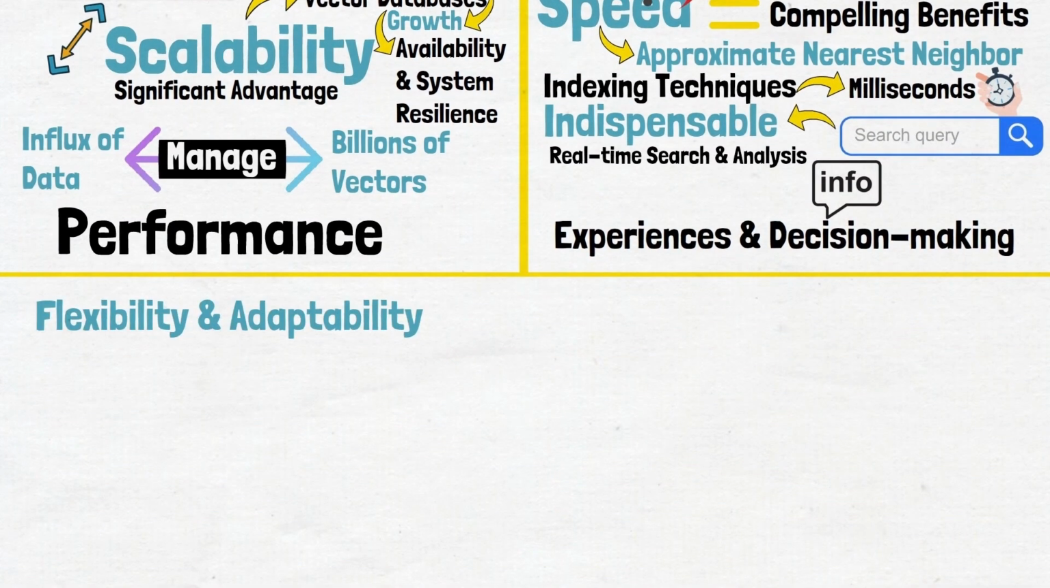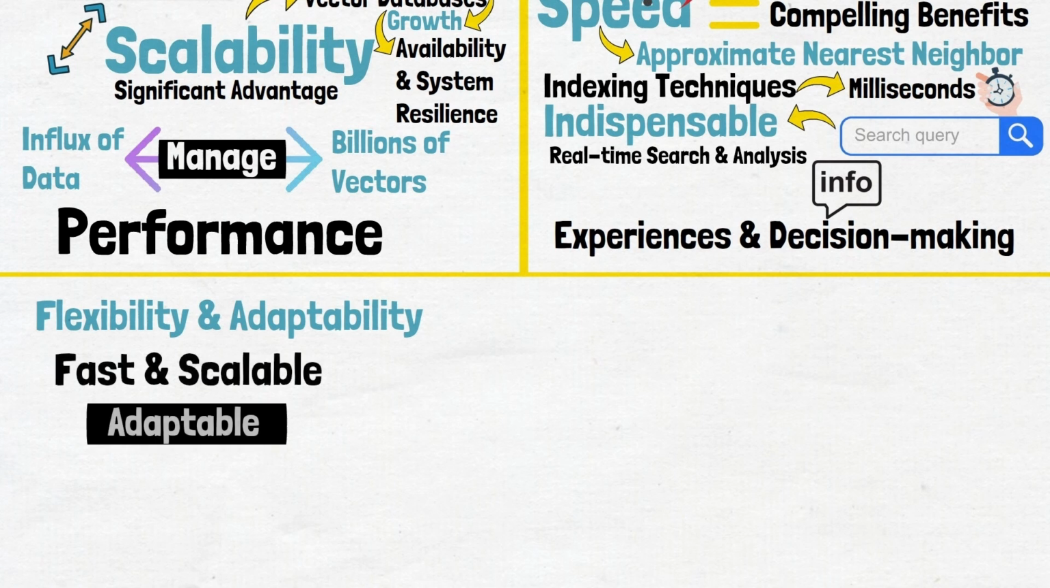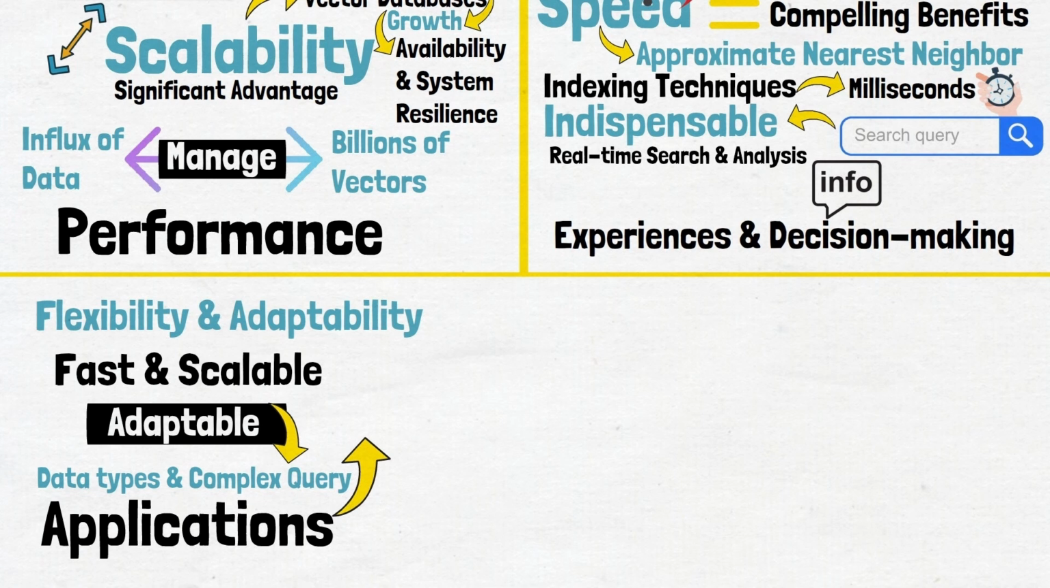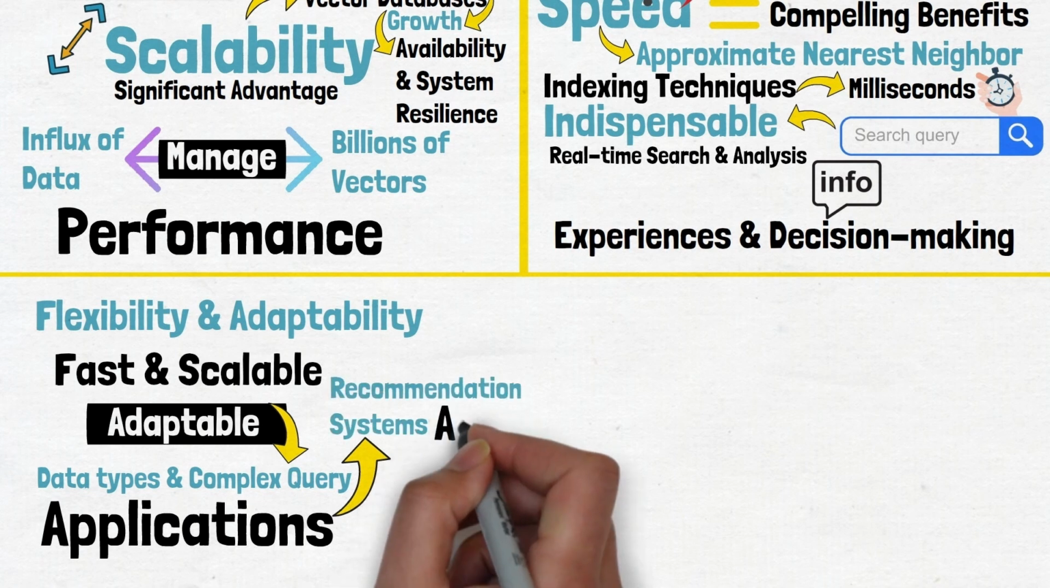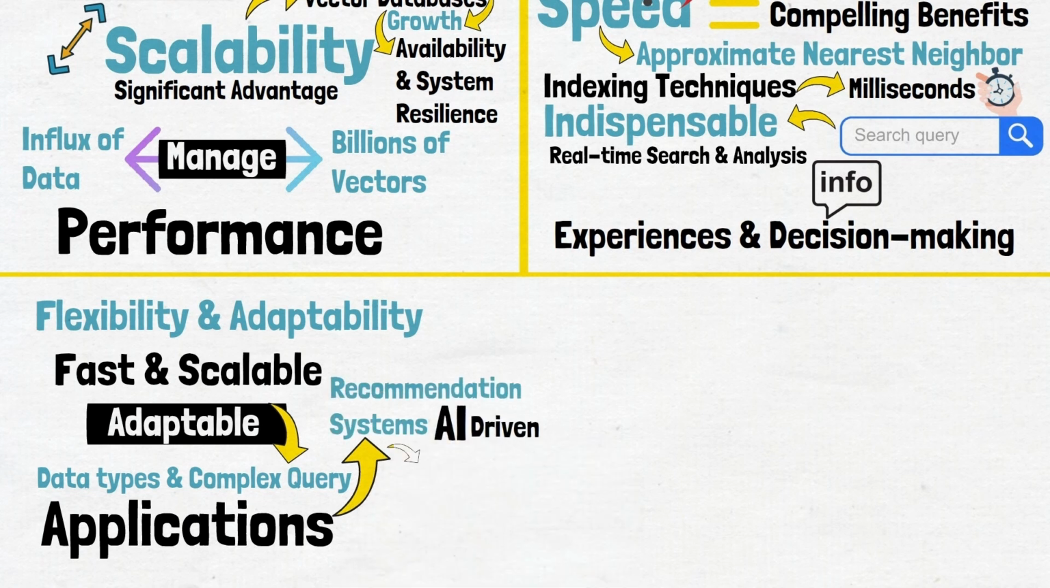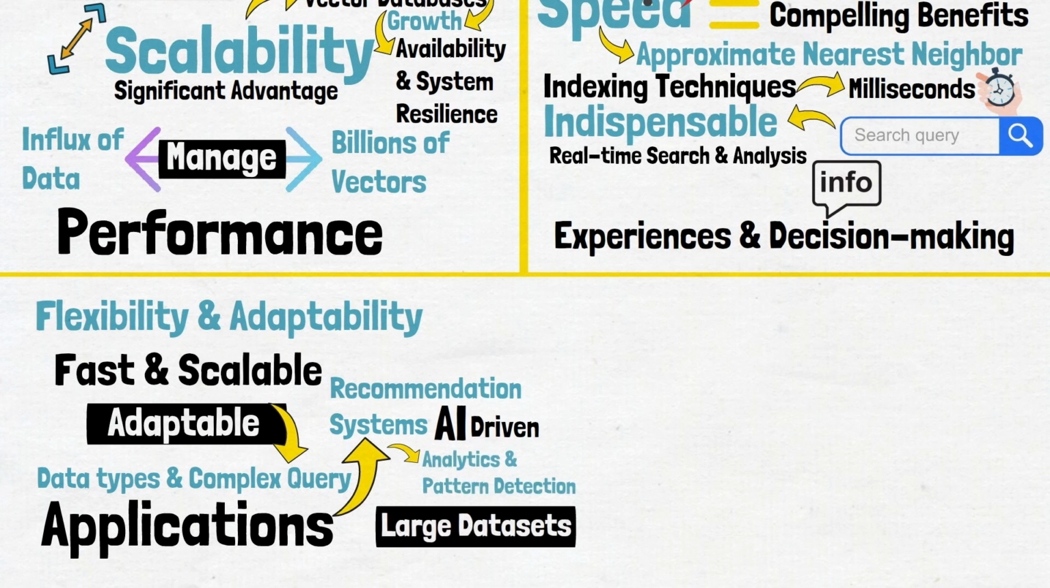Flexibility and adaptability. Vector databases are not just fast and scalable, they're also highly adaptable, capable of accommodating various data types and complex query requirements. This flexibility makes them suitable for a wide range of applications, from personalized recommendation systems and AI-driven content discovery to sophisticated analytics and pattern detection in large datasets.